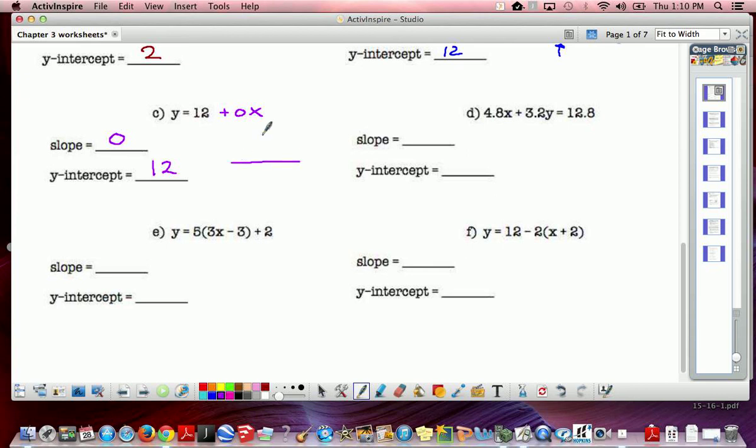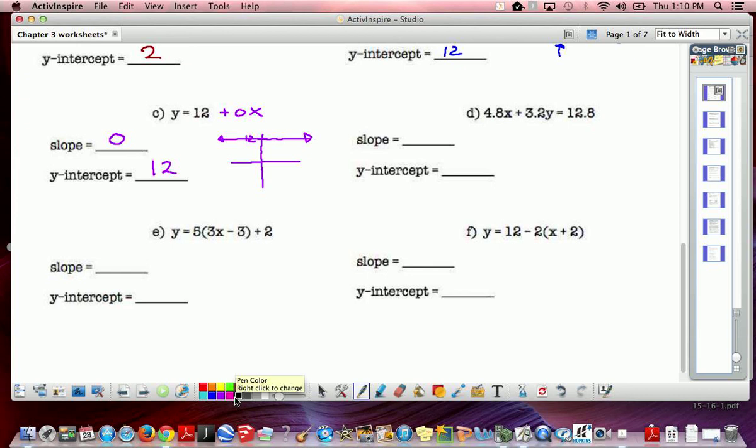Sometimes I like to be a visual person and think, all right, if I'm graphing this, y equals 12 up here, I have myself a horizontal line. And it crosses the y-axis at 12, hence why the slope is 0. You don't have any rise over run there. All right, next one.